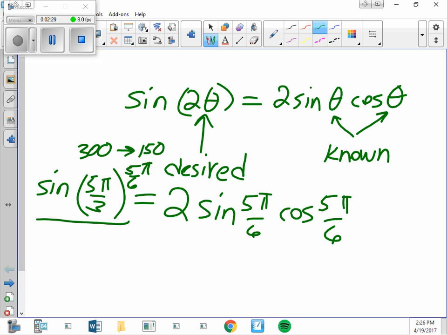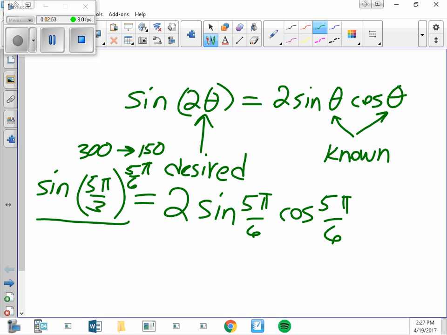Now, you're going to ask, wait a minute, 5 pi over 3 is already on the circle. I already know what the answer is. If you look at 5 pi over 3, the answer for the sine is negative root 3 over 2. Yes, what we're doing is practicing the formulas. That's what we're learning in this chapter, is how the formulas work.